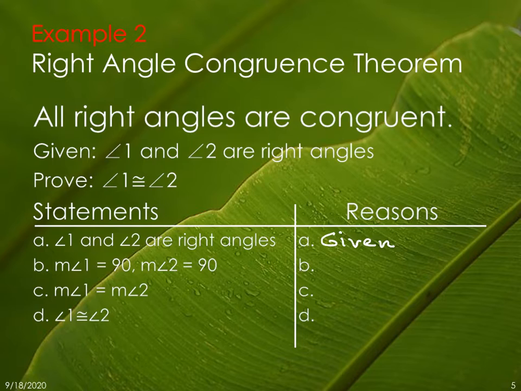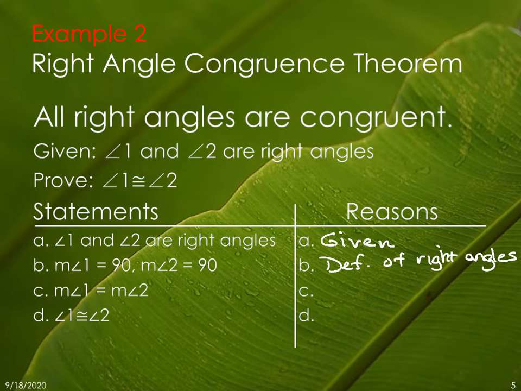Then the next statement, B, the measure of angle 1 equals 90 and the measure of angle 2 equals 90. This is going to be the definition of right angles, because we learned that a right angle has 90 degrees.